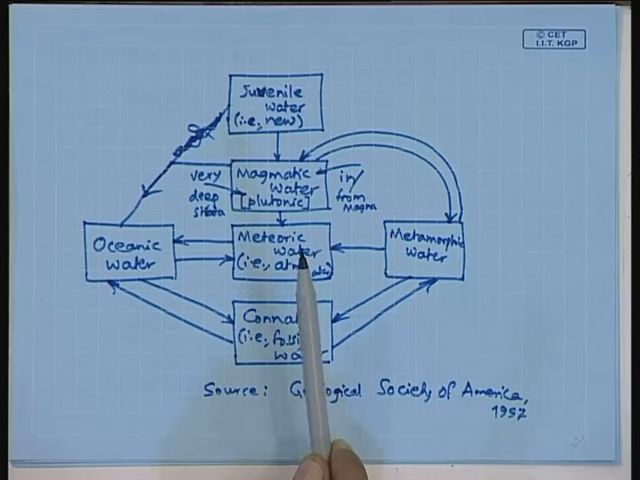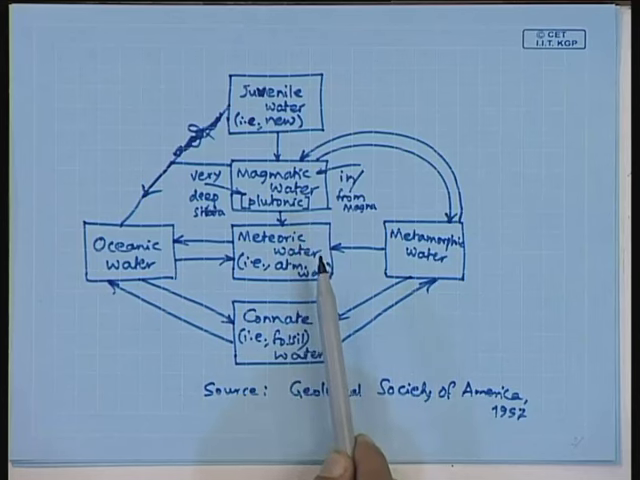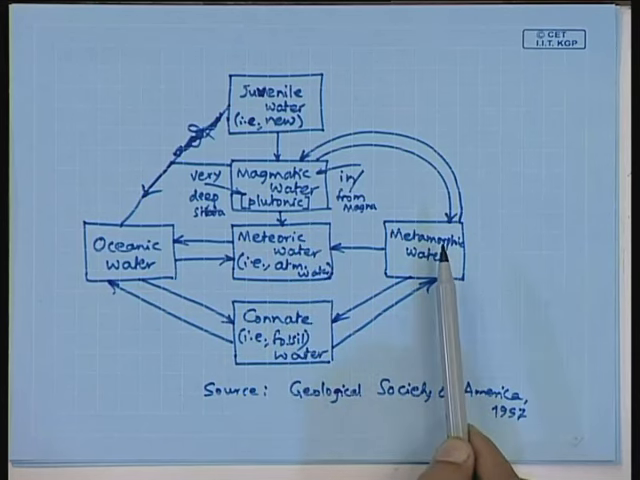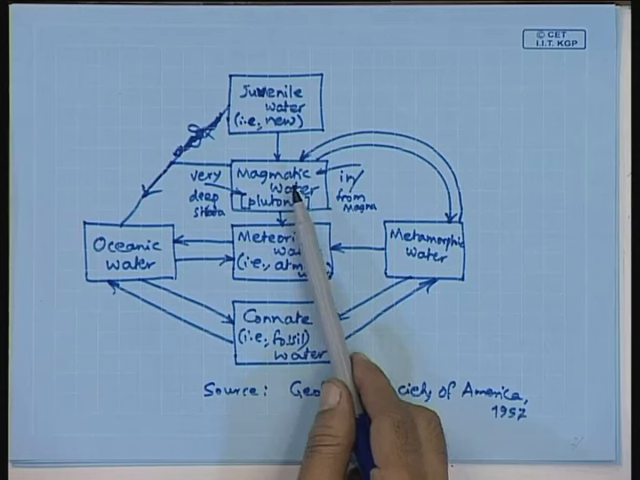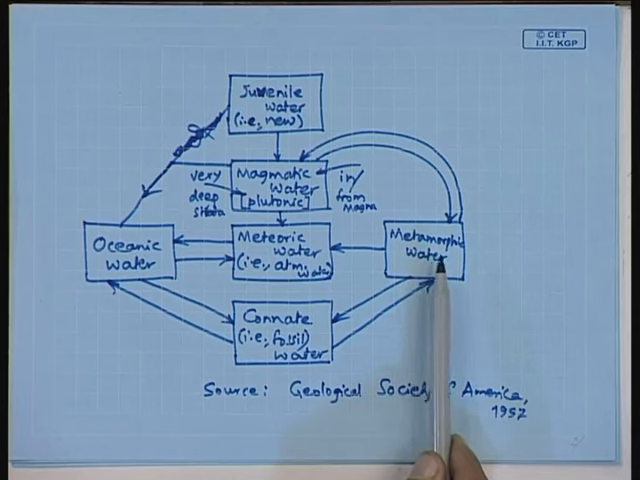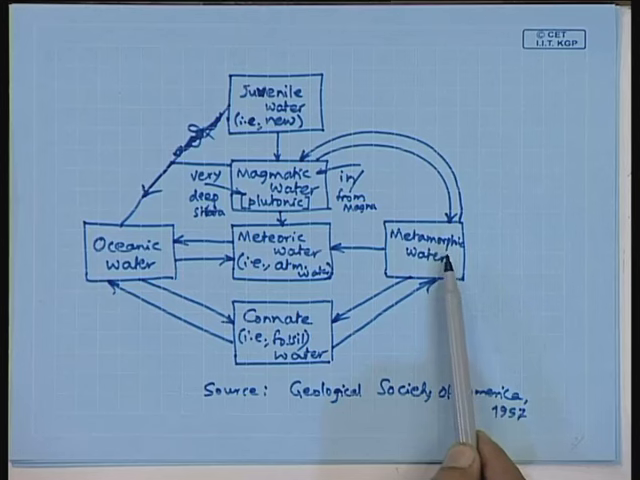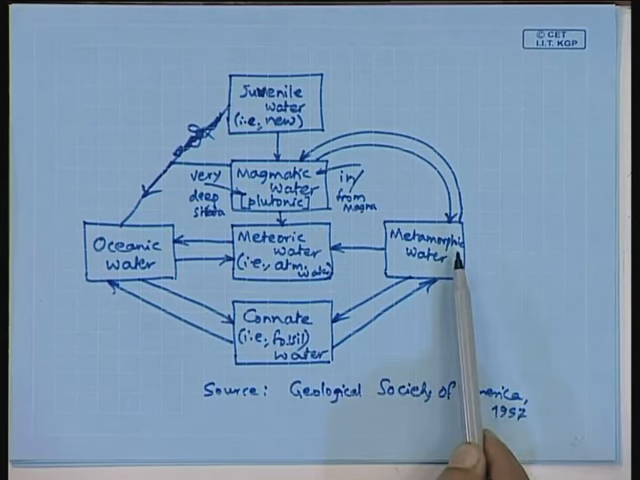So essentially, this ocean water is in two-way interaction with meteoric or atmospheric water as well as connate water, and metamorphic water is in two-way interaction with connate water as well as magmatic water. And this connate water has two-way interaction with oceanic water as well as metamorphic water, whereas this magmatic water has two-way interaction with only metamorphic water.